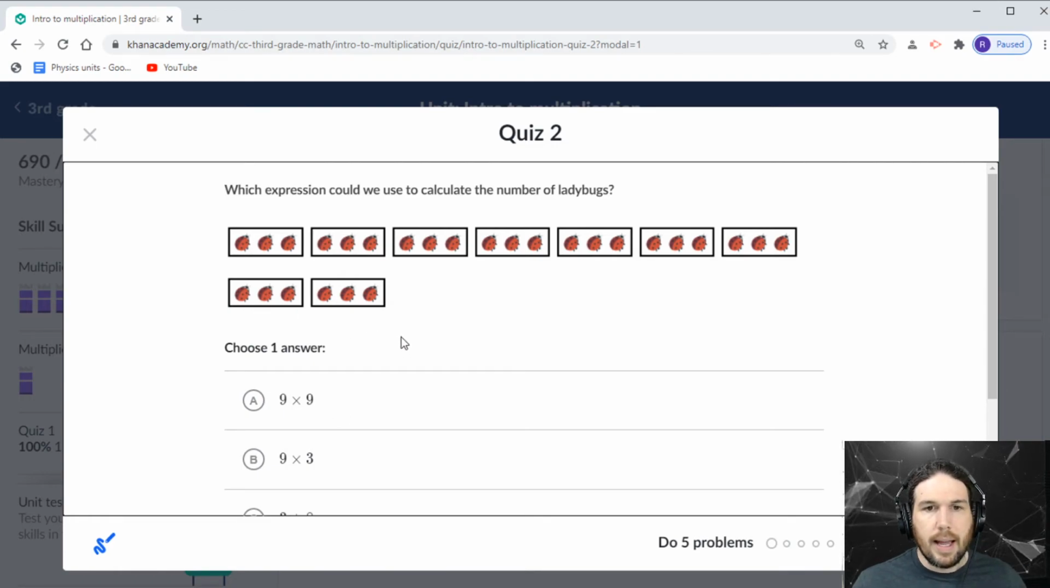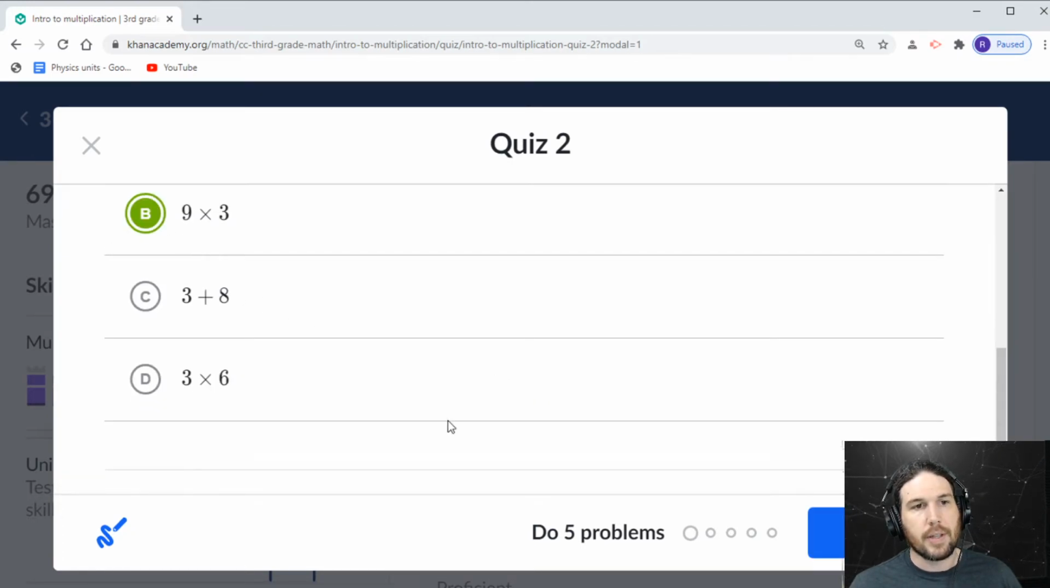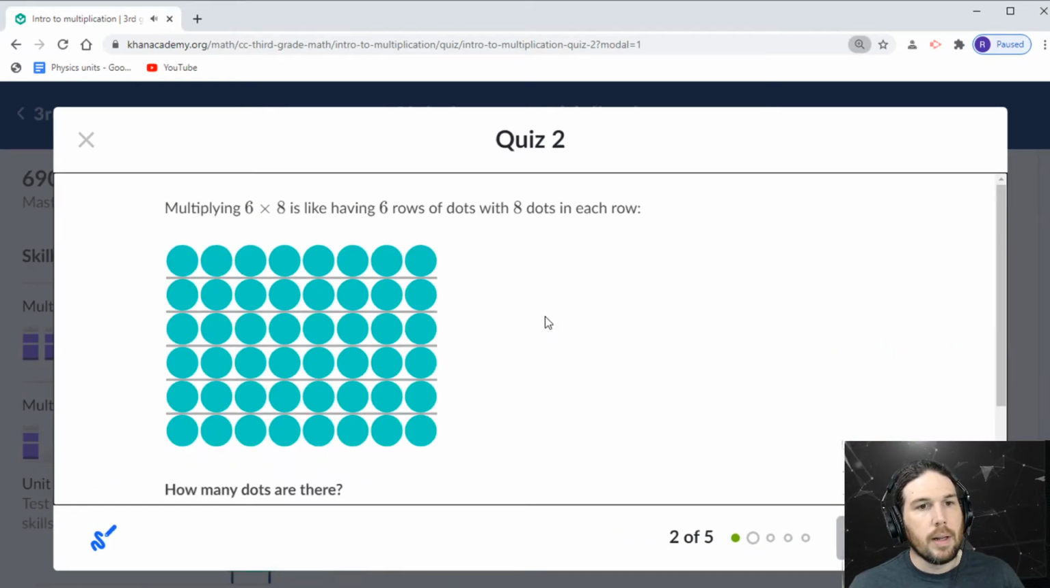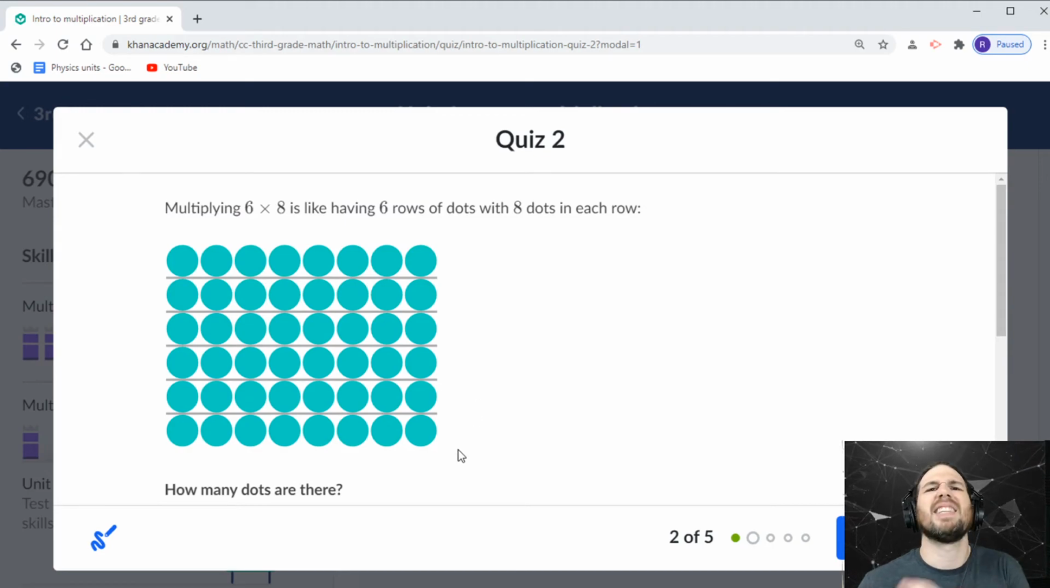That looks like how many groups of 3 ladybugs? 1, 2, 3, 4, 5, 6, 7, 8. That looks like 9 groups of 3 ladybugs. So that's 9 times 3. Multiplying 6 times 8 is like having 6 rows of dots with 8 dots in each row. I happen to know that 8 times 3 is 24, and that 24 times 2 is 48. So I'm just going to go ahead and put 48 here. Lots and lots and lots of different ways that you could think about this multiplication.